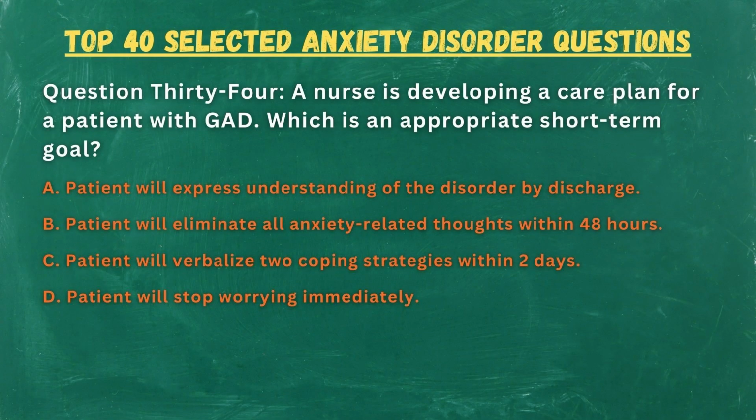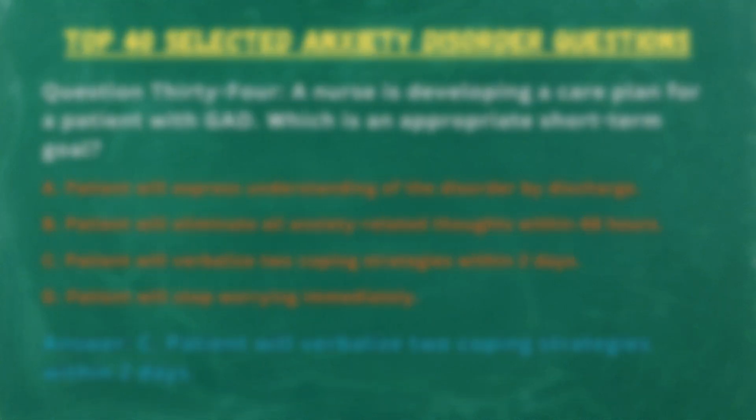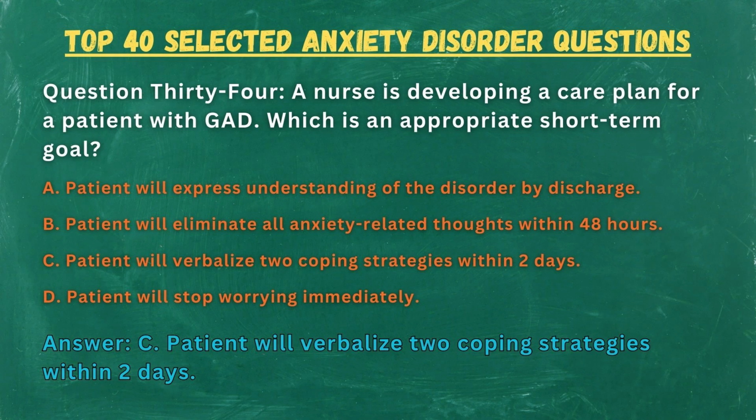Question 34. A nurse is developing a care plan for a patient with GAD. Which is an appropriate short-term goal? A. Patient will express understanding of the disorder by discharge. B. Patient will eliminate all anxiety-related thoughts within 48 hours. C. Patient will verbalize 2 coping strategies within 2 days. D. Patient will stop worrying immediately. Answer. C. Patient will verbalize 2 coping strategies within 2 days.